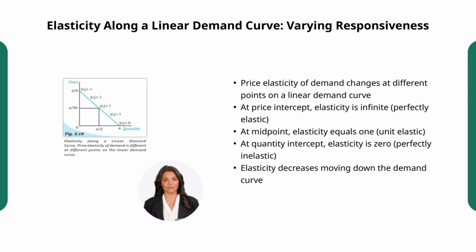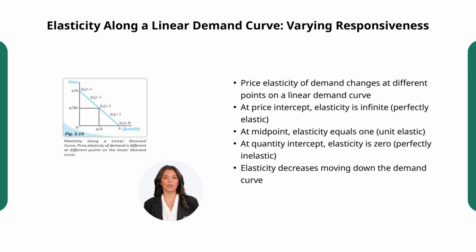Look at this graph from Figure 2.19 that displays a linear downward sloping demand curve. At the top, where price is at its highest intercept, the elasticity is infinite. This means even the smallest price change could lead to huge changes in demand. This is called perfectly elastic demand.